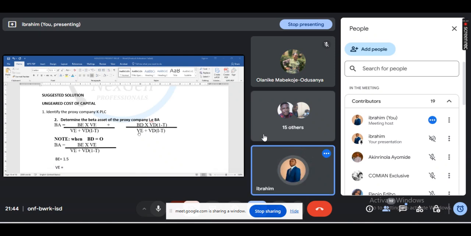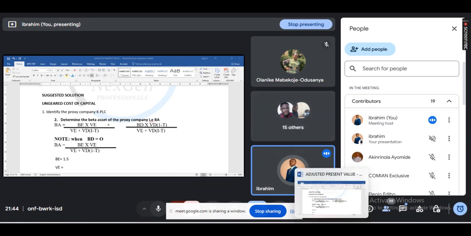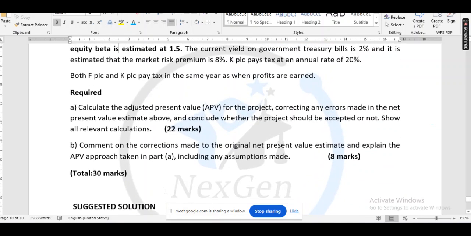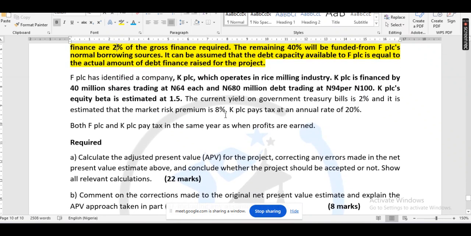Use it to calculate your cost of equity and get your cost of equity of the ungeared company, and you move on. Please take note of that case scenario. So, class, the value of equity of the ungeared company. Now, let's go back to it.